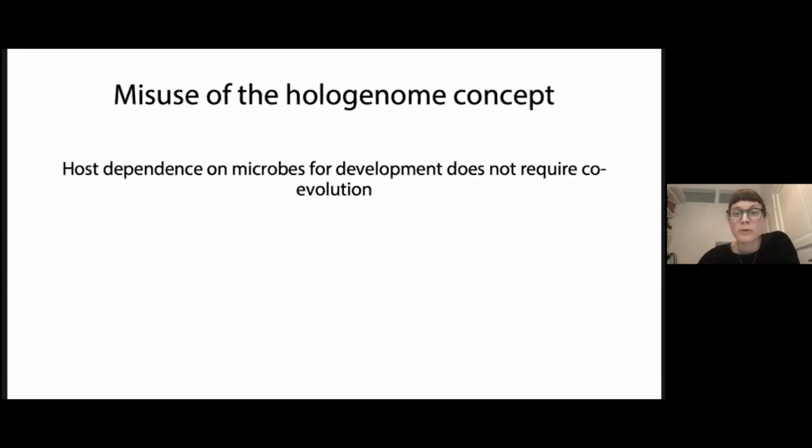So one of the big points from the critics is also that host dependence on microbes for their development does not require co-evolution between the microbes and their host. So in this sense, you could say, for example, that the development of the mammalian gut is dependent on cues from bacteria, and we don't have normal development if these microbial cues are not available. But that does not mean that the microbes have evolved to be sending these signals to the host, but the host is rather using these microbial cues because it's a reliable source of environmental variation.